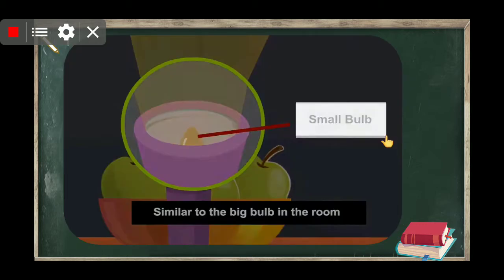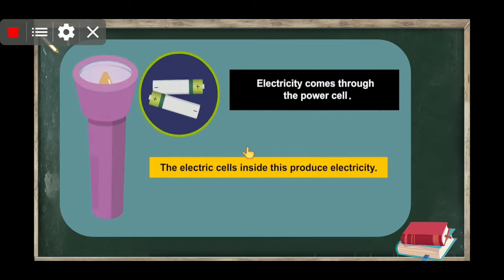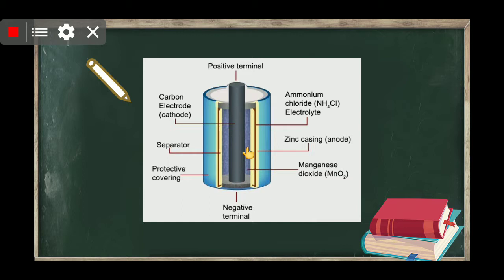So students, the bulb in the torch is small, and the bulbs at your home, in your rooms, are bigger in size, but their construction is almost similar. Now we will see that electricity comes through the power cell. It is an alternative source of getting electricity. All right, students, here is the internal structure of the cell. Here I will not go into so much detail.